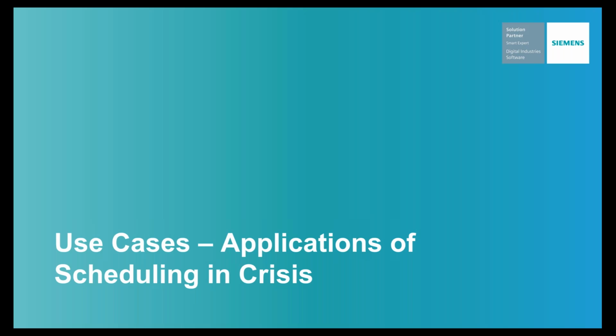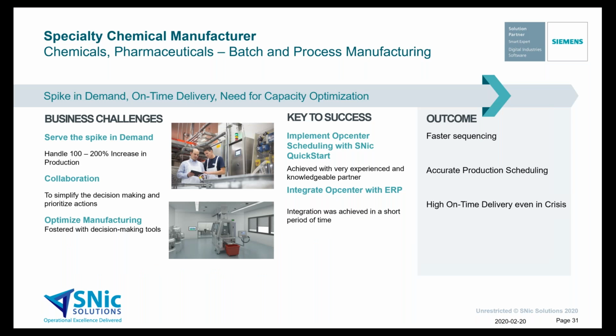All right, so two quick use cases. What's happening, what some of our customers are doing. Because of the current crisis, for many of our customers who are in batch and process manufacturing, there has been a spike in demand.